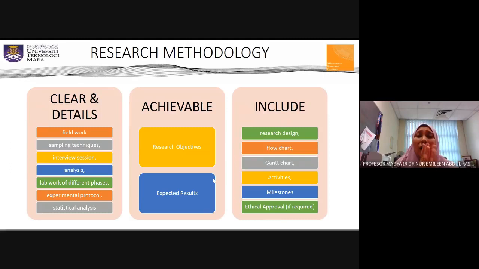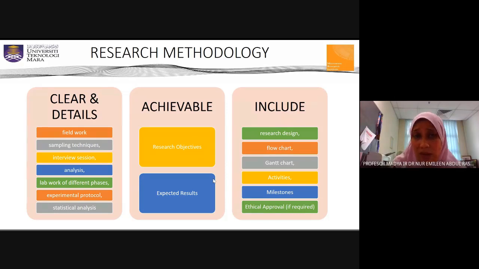So in research methodology, it must be clear and detailed. It must state whether they have done some fieldwork, what the sampling technique is, interview session analysis, lab work, and if there are parameters, like you do measurement, you are using certain parameters, then you have to put those parameters. If you are using a machine to measure, what parameters or what you want to see from that machine, you have to specify the input and the output of your methodology.